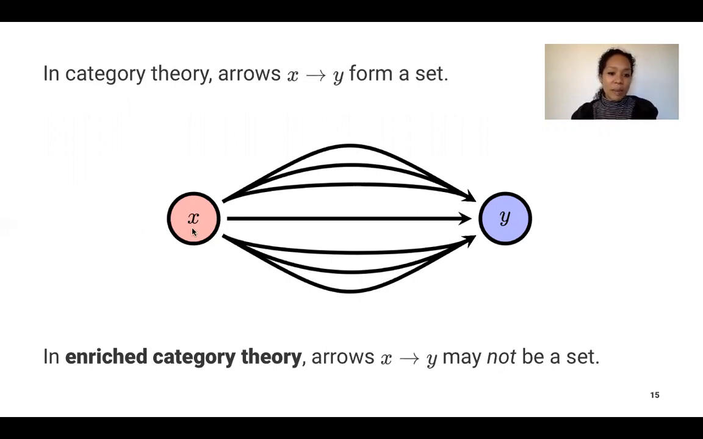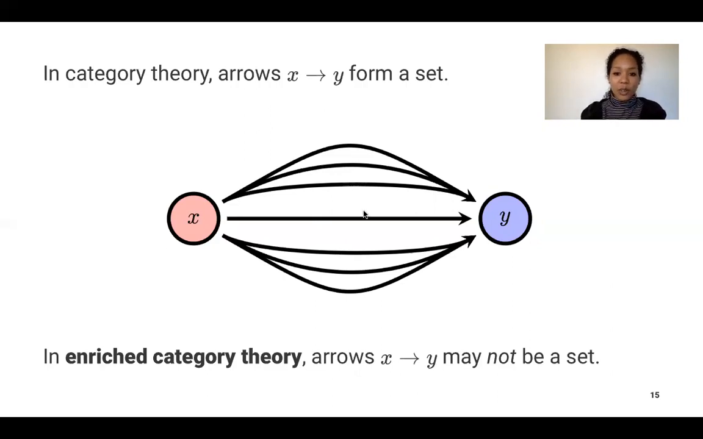Well, you can imagine that X and Y here are my objects. Maybe these are vector spaces. And so the arrows between them here are linear maps. Now, the set of linear maps between two vector spaces is more than a set. It's a set with extra structure, namely it's a vector space. So that's an example of this enrichment. So in this case, we say that the category of vector spaces is enriched over vector spaces because this set is itself a vector space.